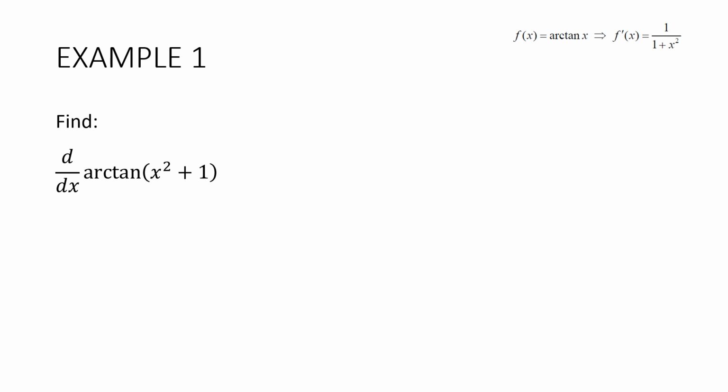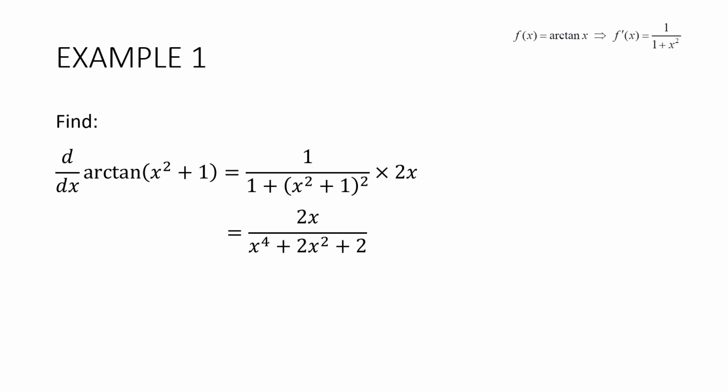Let's finish off with some examples. Find the derivative with respect to x of arc tan of x squared plus 1. So we have a chain rule here. We have a function inside another function. Outside function is arc tan. Inside function is a power rule. So let's start with the outside function. It's going to become 1 over 1 plus (x squared plus 1) all squared. And then we're going to multiply by the derivative of the inside function, which is 2x. And just tidying that up, expanding the denominator, we end up with 2x over x to the power of 4 plus 2x squared plus 2.